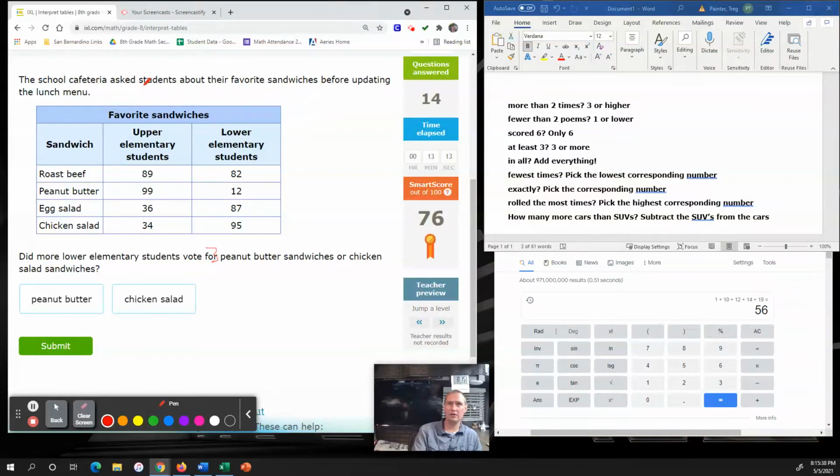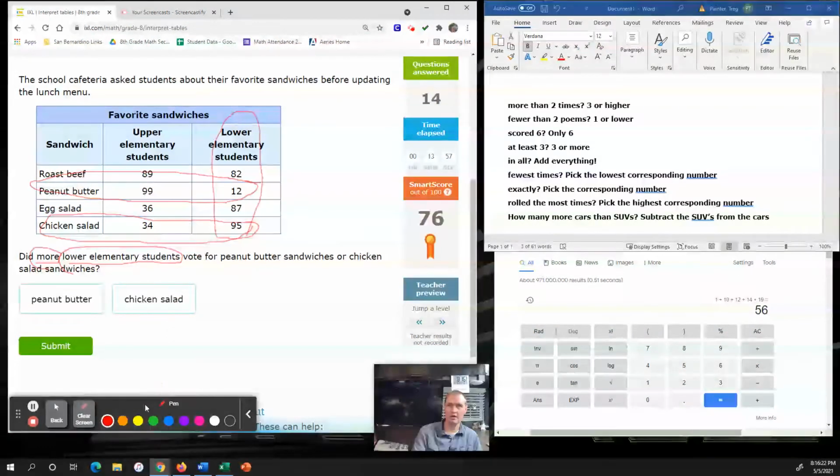The school cafeteria asked students about their favorite sandwich before updating the lunch menu. Let's click the word here. There we go. Did lower elementary students vote for peanut butter sandwiches or chicken salad sandwiches? Okay, so what we're going to do is look at lower elementary students. So lower elementary students is here. And what we want to do is figure out who picked more. Was it peanut butter? Or the other one, chicken salad?